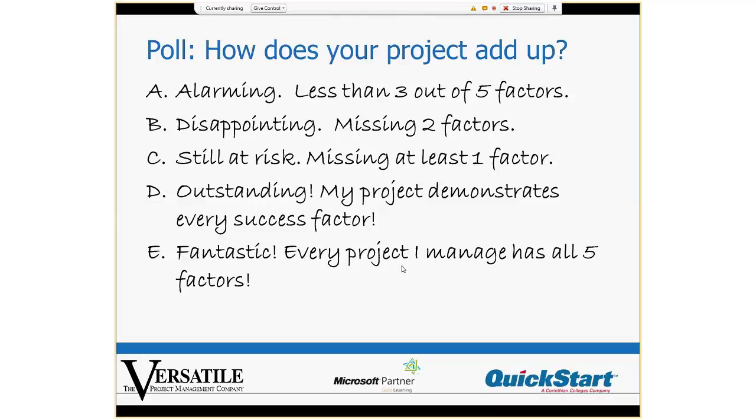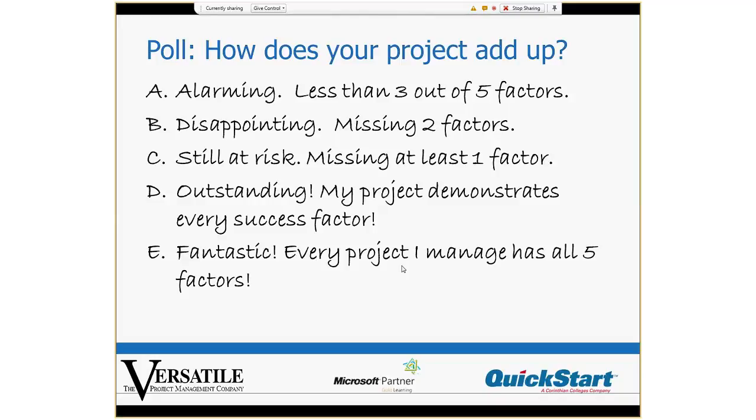A, alarming. Did you get less than 3 out of 5? In other words, you only got 1 or 2. Was it B, disappointing, because you're still missing 2 factors? Was it C, still at risk, missing at least 1 factor? Was it outstanding because your project demonstrates every success factor? Or fantastic because every project that you manage has all 5 factors?